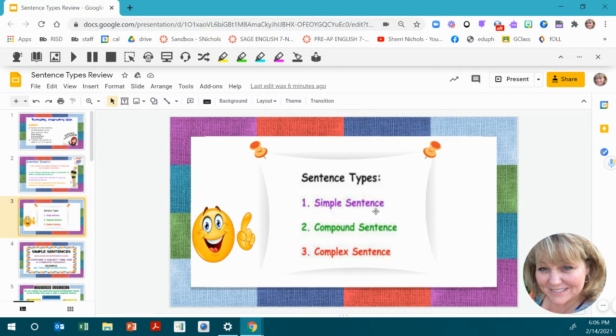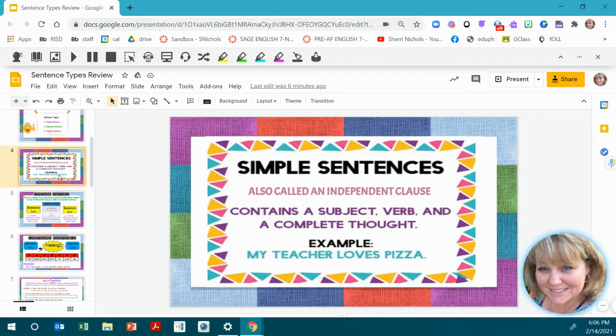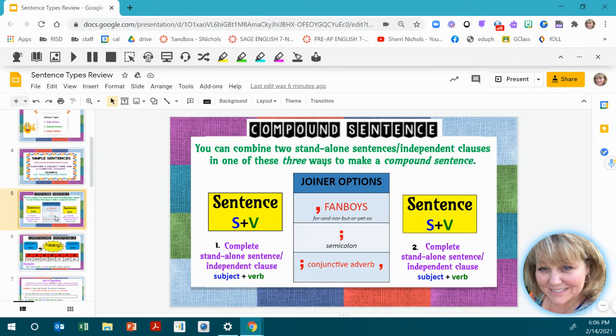Sentence types: simple sentence, compound sentence, and complex sentence. A simple sentence is also called an independent clause. It contains a subject, verb, and it is a complete thought. An example is, my teacher loves pizza. Now, a compound sentence is when you can combine two standalone sentences, two independent clauses, in one of these three ways to make a compound sentence.